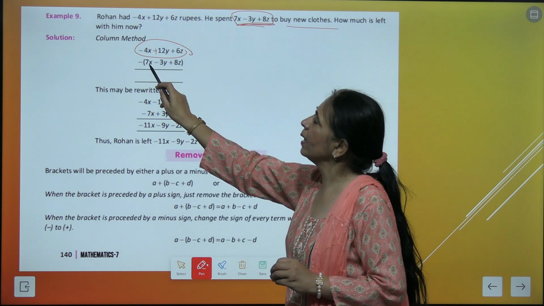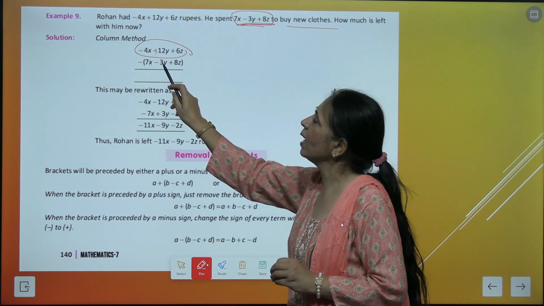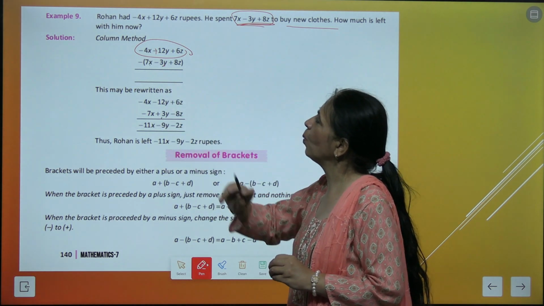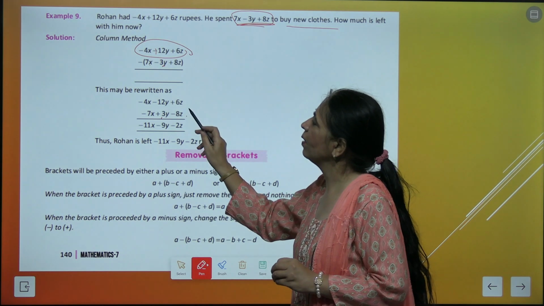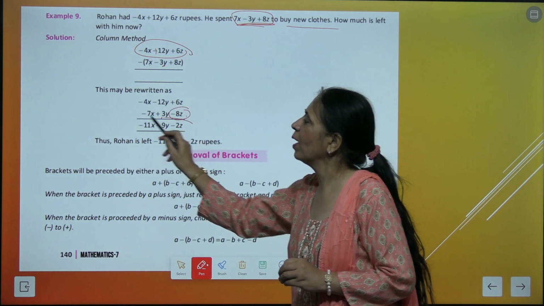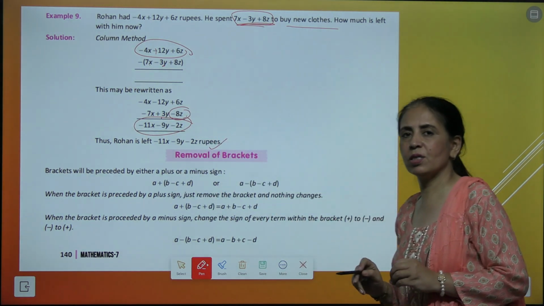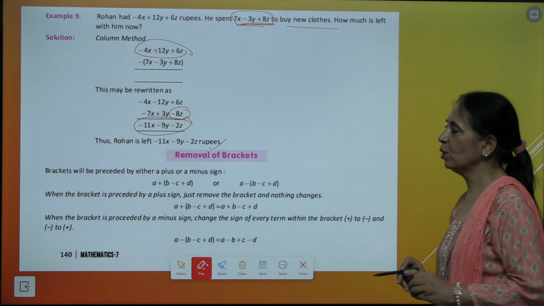तो subtract करने के लिए 7 का negative हो जाएगा. This 3y will turn to positive and 8z will become negative. And then we are going to add them. We'll write down this much money is left with Ram.